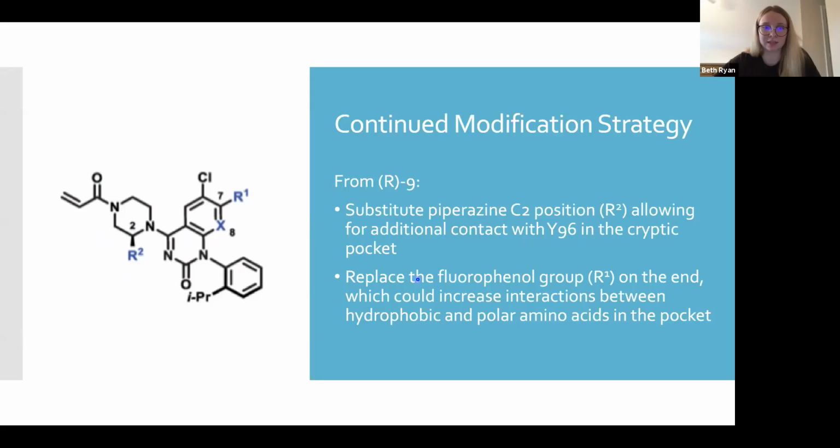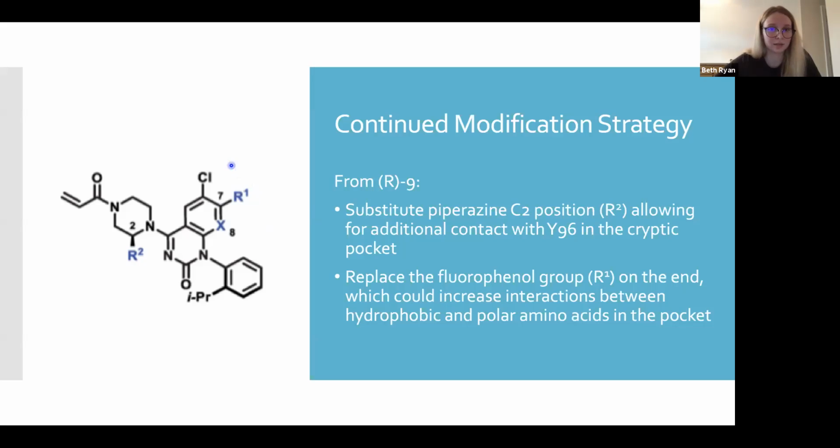And then replacing this fluorophenol group, which was R1. So there is a benzene ring with an alcohol down here and a fluorine up here. That's what R1 originally was. And so they're replacing that, which is on the very end of the molecule, which could increase both hydrophobic and polar interactions with the amino acids in the pocket.